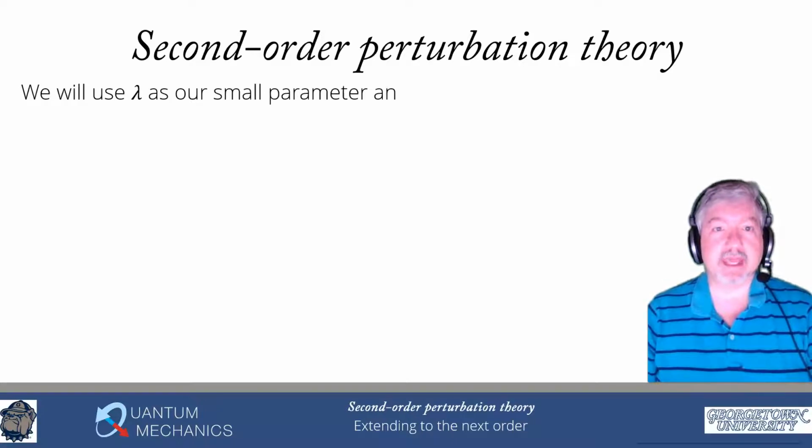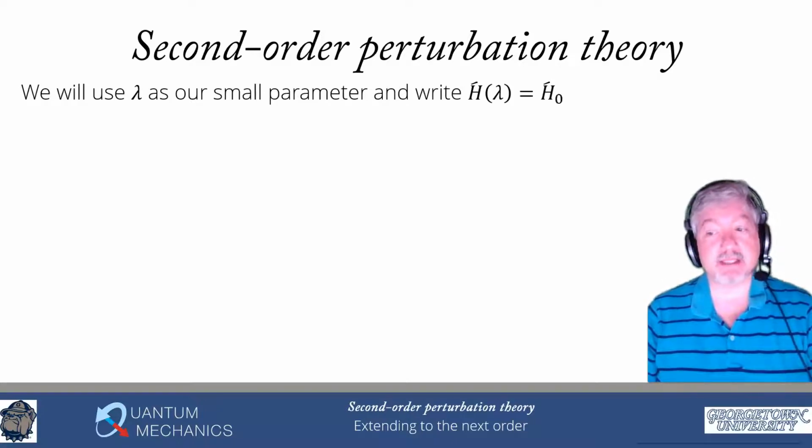So we're going to use lambda as our small parameter. Last time we used delta, but it's actually more common in the literature to use lambda. We're going to write our Hamiltonian as a function of lambda as equal to the unperturbed Hamiltonian, which we'll call H0, and then our perturbation, which is lambda times the operator that we're going to call V of x.